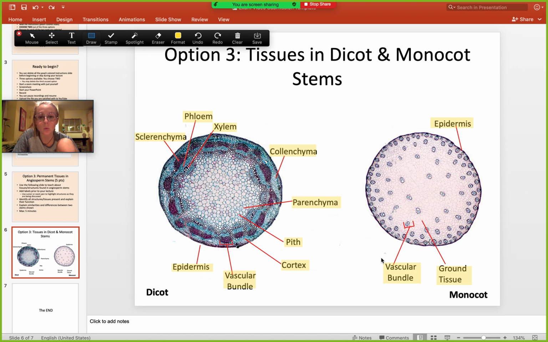Now, the key takeaway from all this to distinguish between dicots and monocots is that dicots, their vascular bundles are in a ring shape, while monocots, their vascular bundles are scattered throughout and are much smaller.